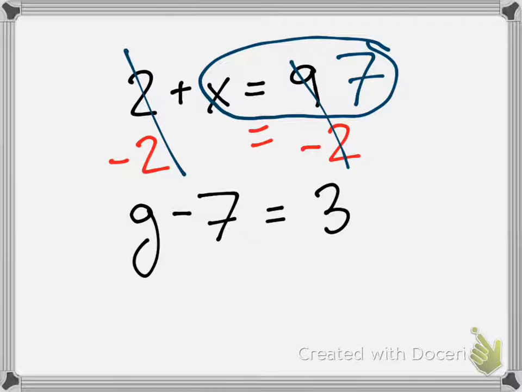We have g minus 7 equals 3. What number in this equation are we trying to get rid of? Which number in this equation are we trying to get rid of, Romario? Yeah, that -7. We want to isolate the g. So I want you guys to repeat me. Isolate the variable.